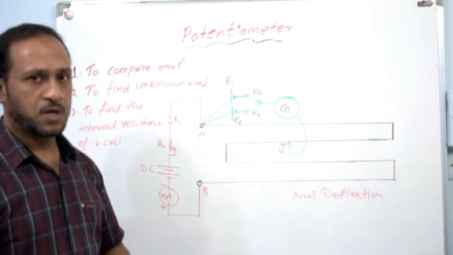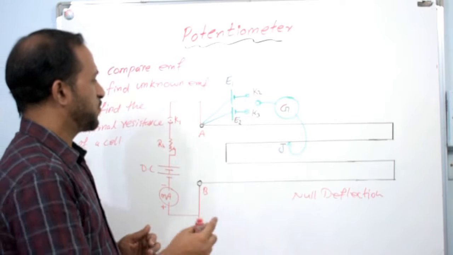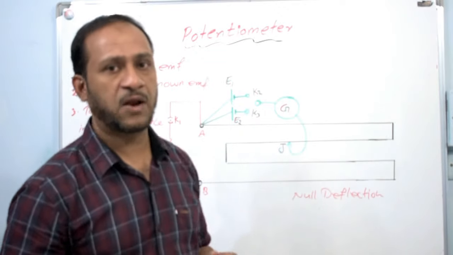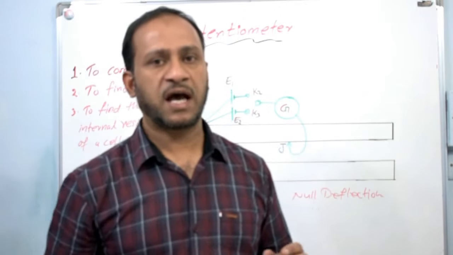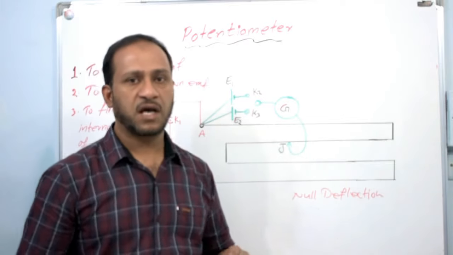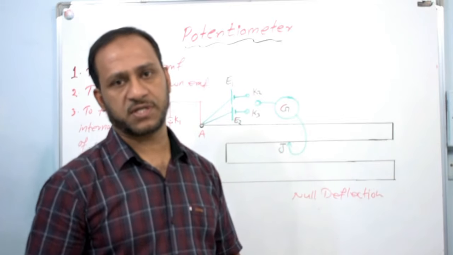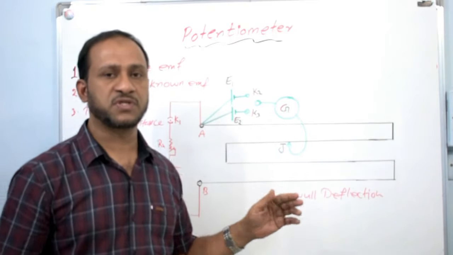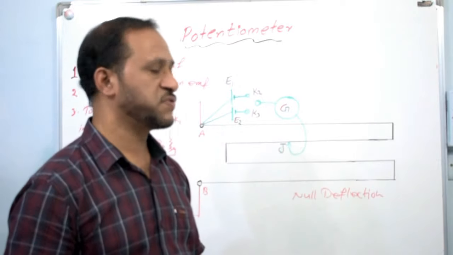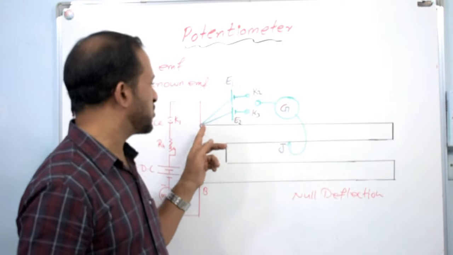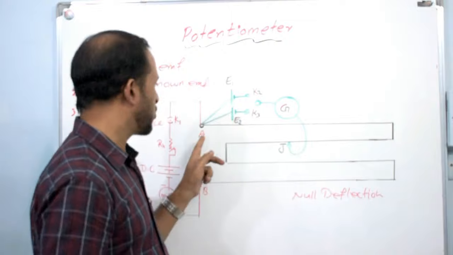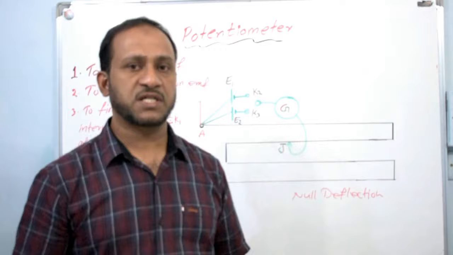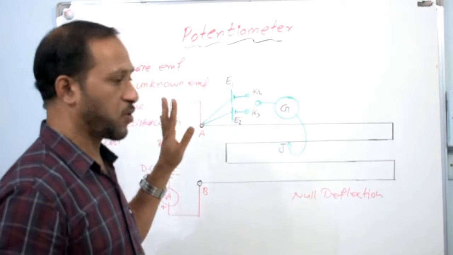Now, the potentiometer basically consists of a 10-meter long wire. That wire is made up of an alloy called manganin. It is having high resistivity as well as a very low temperature coefficient of resistance. A very low temperature coefficient of resistance means its resistivity will not change with the temperature. So when we are continuously using the circuit, the current is flowing through the wire, there is a chance for this wire getting heated up. Due to that, if the resistance changes, then the calculation will be wrong.